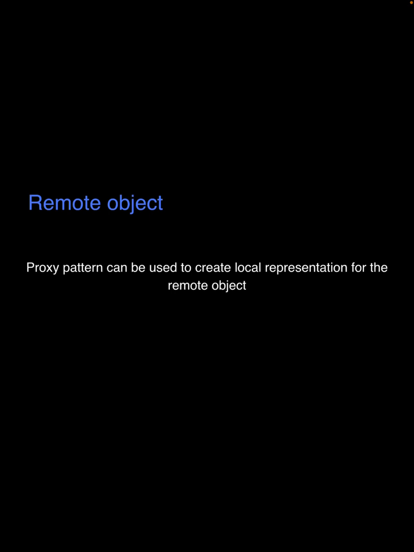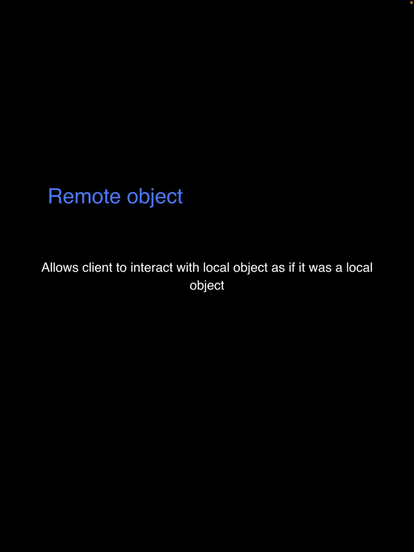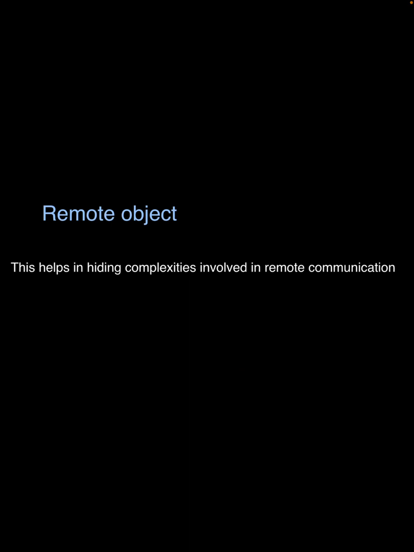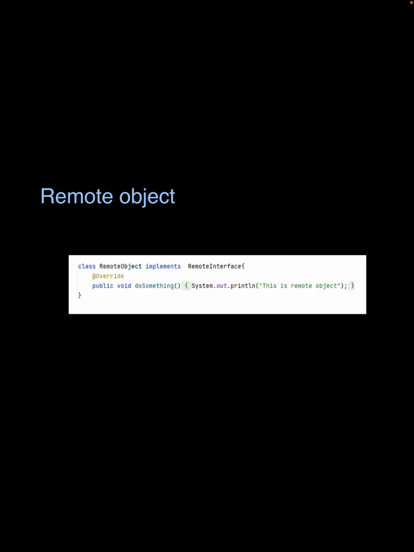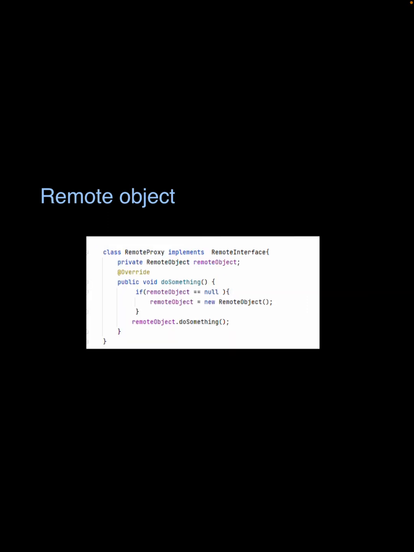This is one of the use cases of the proxy design pattern. The proxy design pattern can be used to create a local representation of a remote object, because it allows clients to interact with the remote object as if it was a local object. By being a placeholder, the proxy object can help hide the complexities involved in remote communication. For example, we have a remote interface with some operations we need to perform. The remote object implements the remote interface, and then we also have the proxy object.